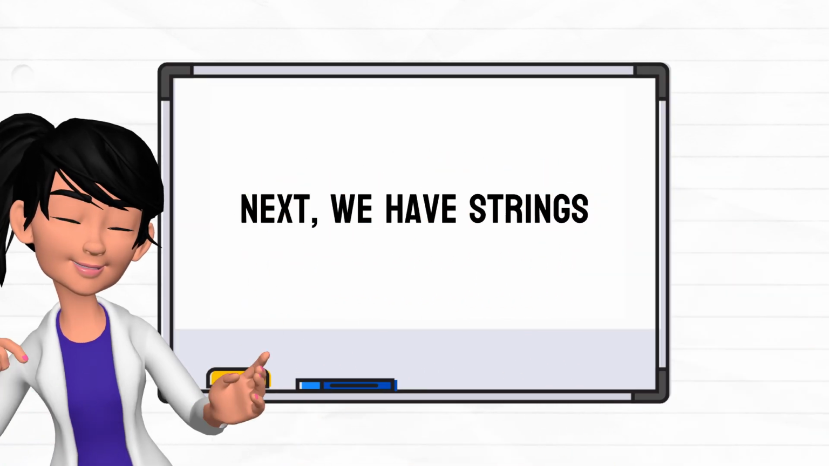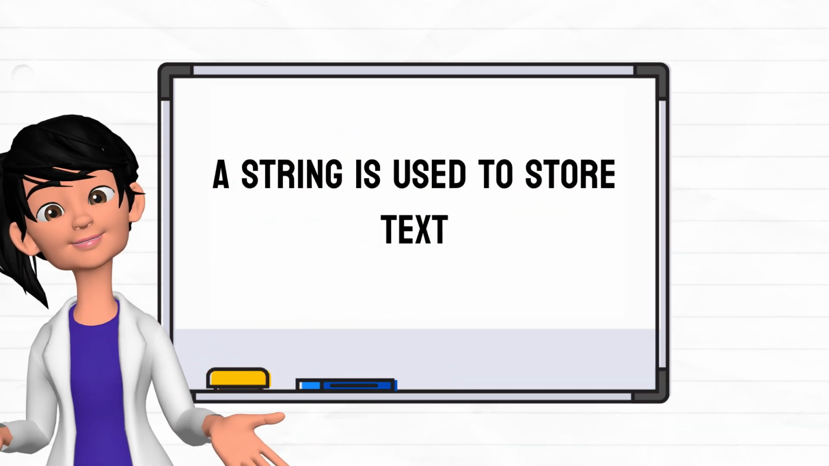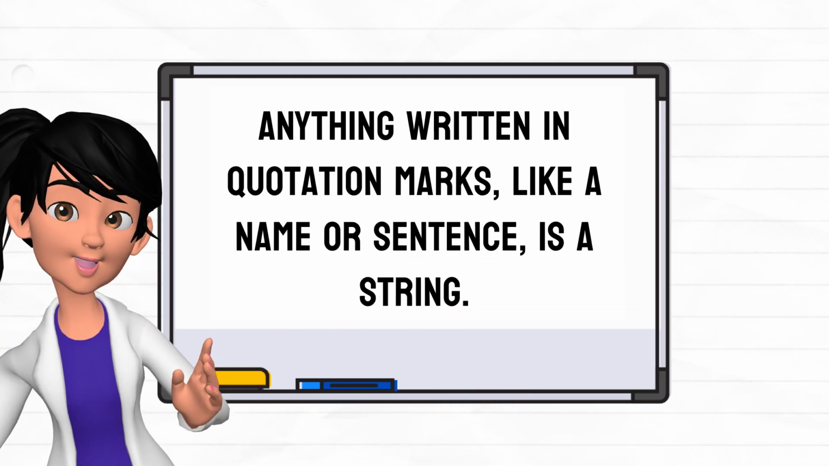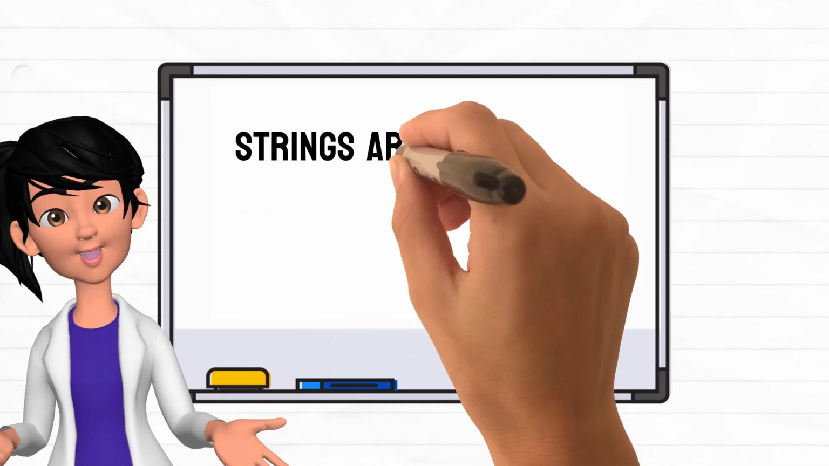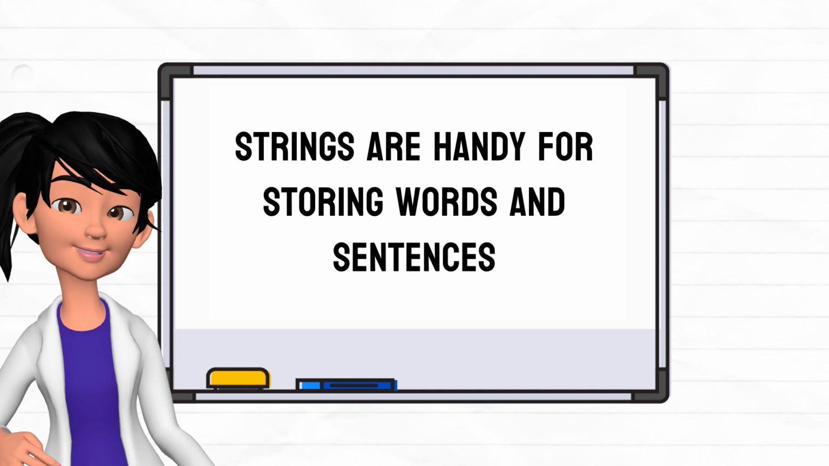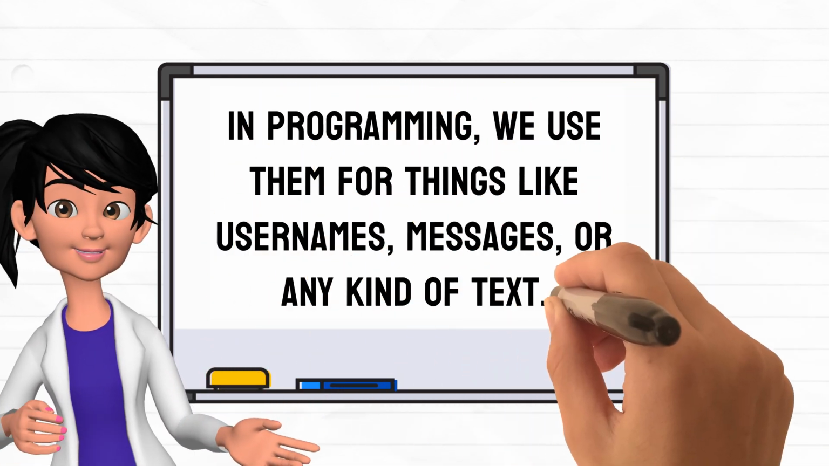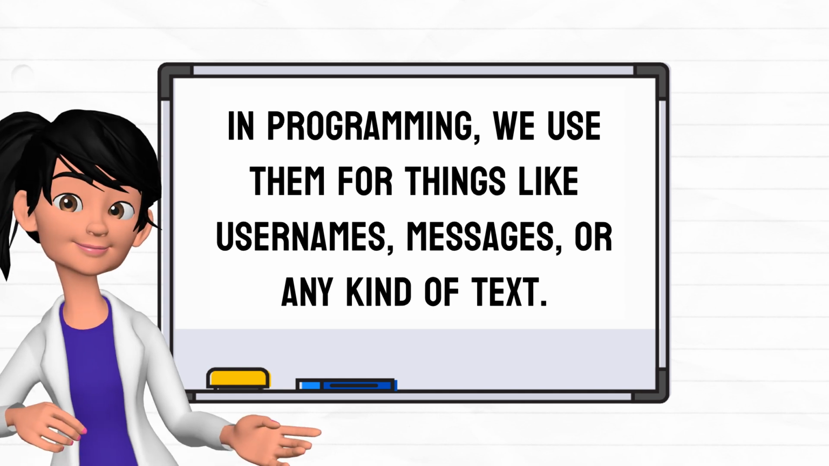Next, we have strings. A string is used to store text. Anything written in quotation marks, like a name or sentence, is a string. Strings are handy for storing words and sentences. In programming, we use them for things like usernames, messages, or any kind of text.